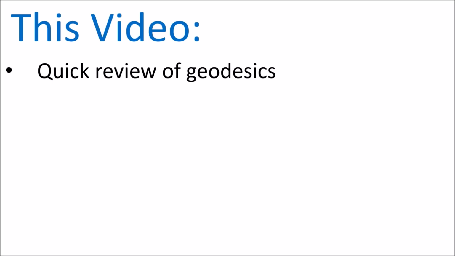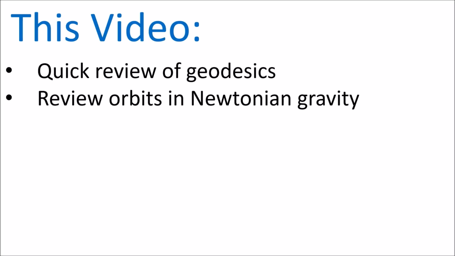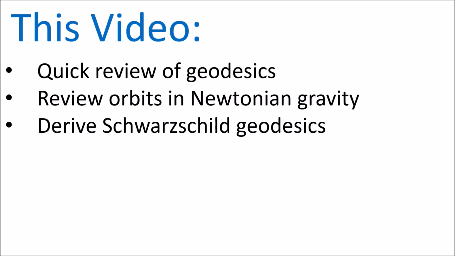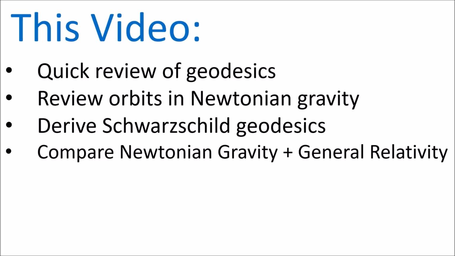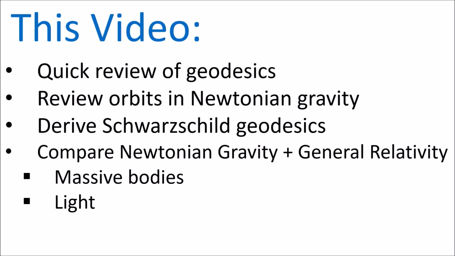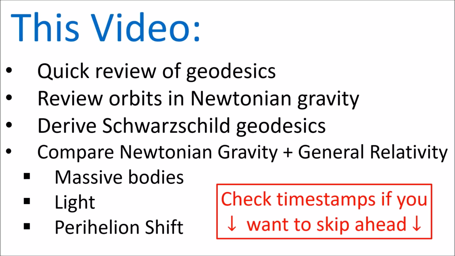Einstein. So in this video, I'm going to give a quick review of geodesics, then review gravitational orbits in Newtonian spacetime, then derive Schwarzschild geodesics, then compare the orbits of bodies in Newtonian gravity and general relativity, which includes discussion of how gravity affects light and also the perihelion shift of orbits. You can feel free to look at the video timestamps and skip ahead if you want.